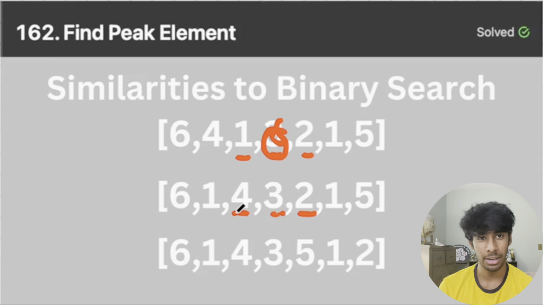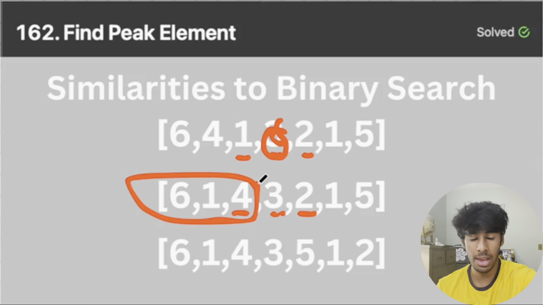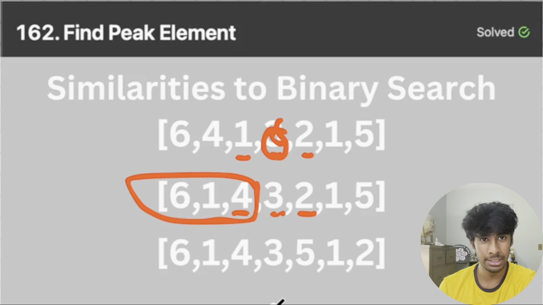So now we can cut the search space in half because we know there's going to be at least one peak element on the side that contains the larger neighbor. So in this case, the larger neighbor is 4, so we can check this side of the array, and we're guaranteed to find a peak element somewhere in here. And the last possibility is that the middle element is smaller than both the left neighbor and the right neighbor. And in this case, we know there's going to be a peak element on both the left side and the right side.